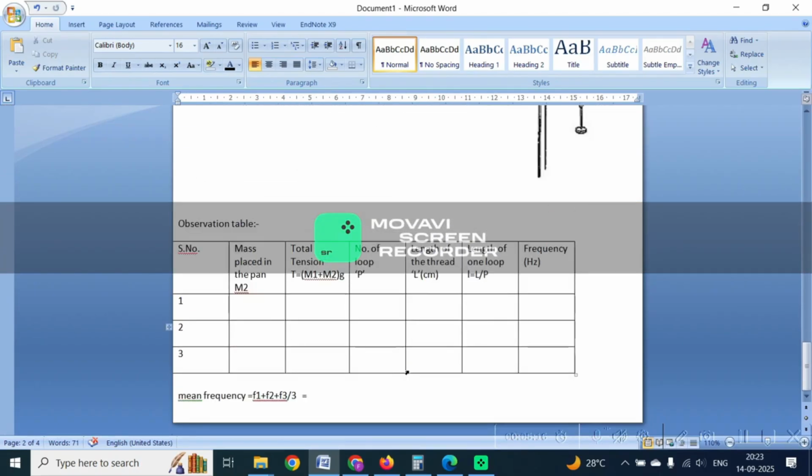So here is the observation table, how you can find these values, these readings, and calculate the frequency. I have already calculated it myself, and here it is.